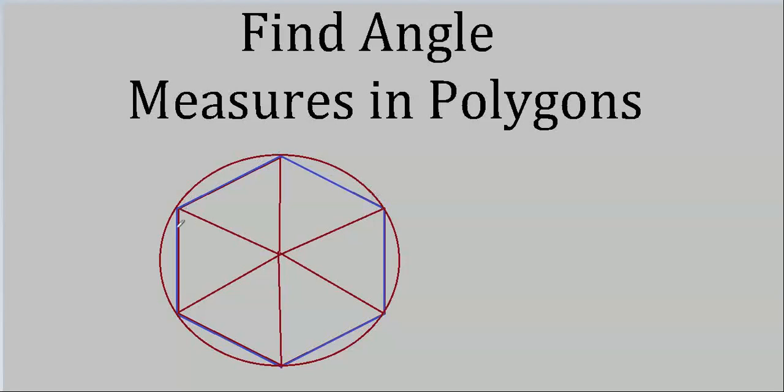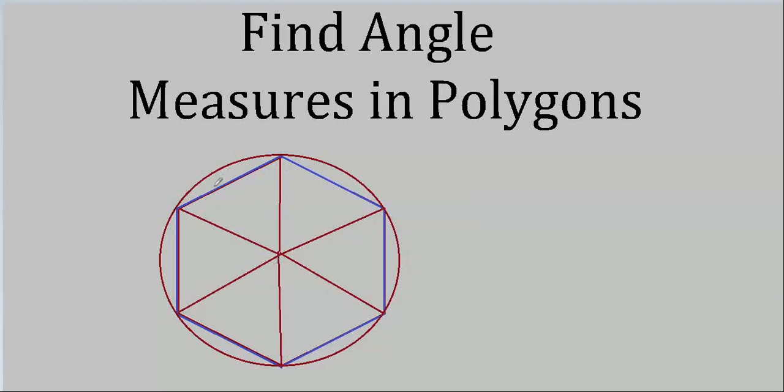The blue lines here form a hexagon. I inscribed this hexagon inside of a circle because I want you to see that from the center of the hexagon to any vertex is the same distance. It's the radius of the circle. So each one of these lines has the same length.